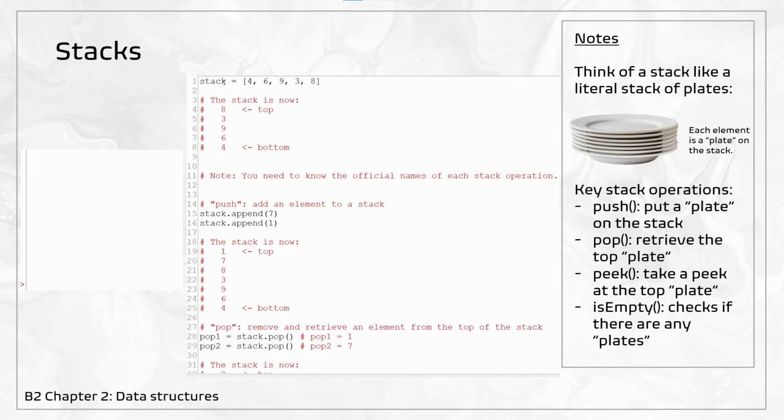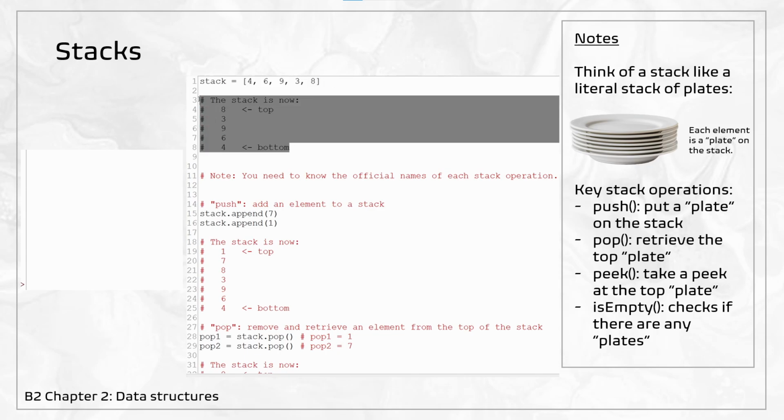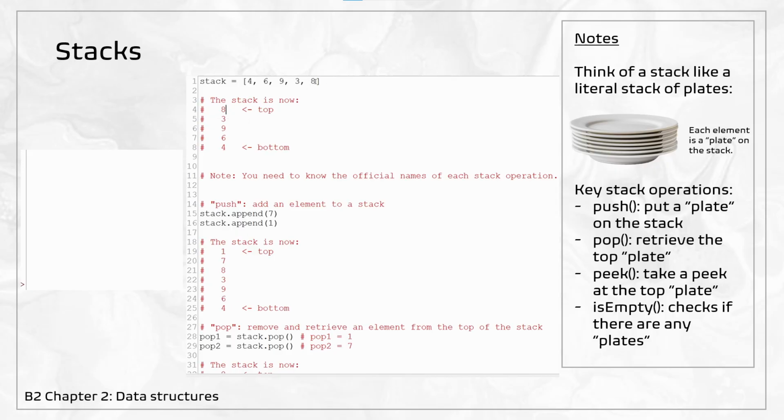So let's say we define a stack with a list that looks like this. Then you can visualize the stack something like this, where 8, the last element, is at the top of the stack, and 4 is at the bottom. So you can just think of 8 as the top plate and 4 as the bottom plate.